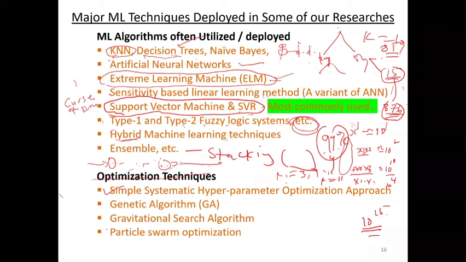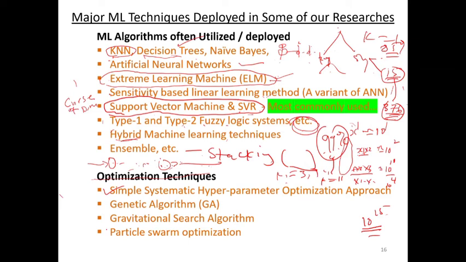Maybe if K is equal to 11, then you start looking for the best distance measure, which could be Euclidean distance, it could be Manhattan distance, and also other distance measures that could be used. This is an example. This is called simple systematic hyperparameter optimization. We pick them one by one.